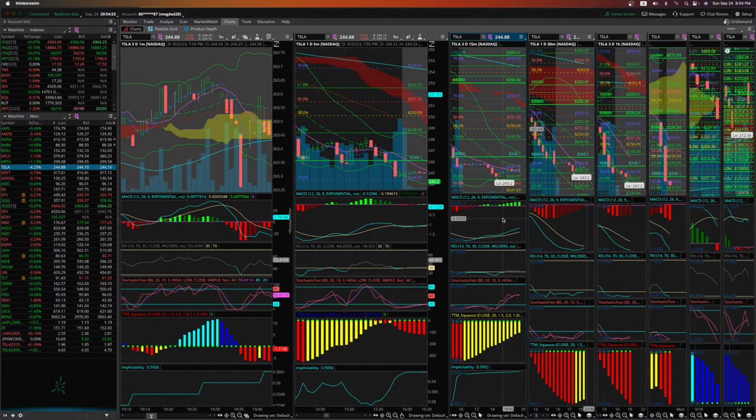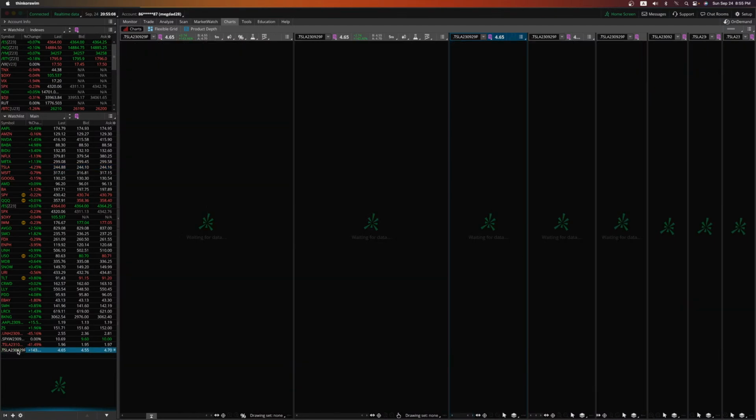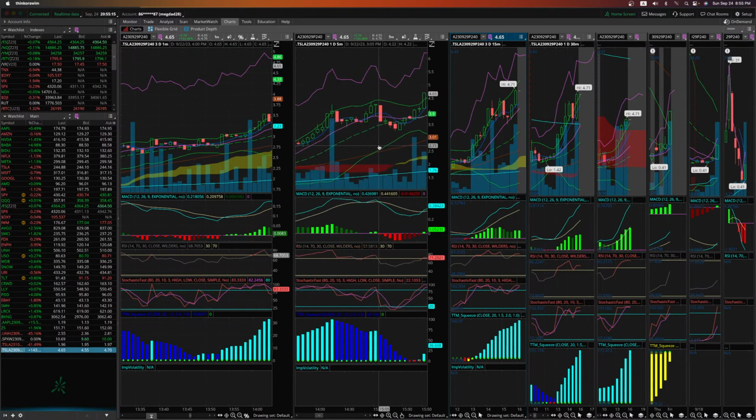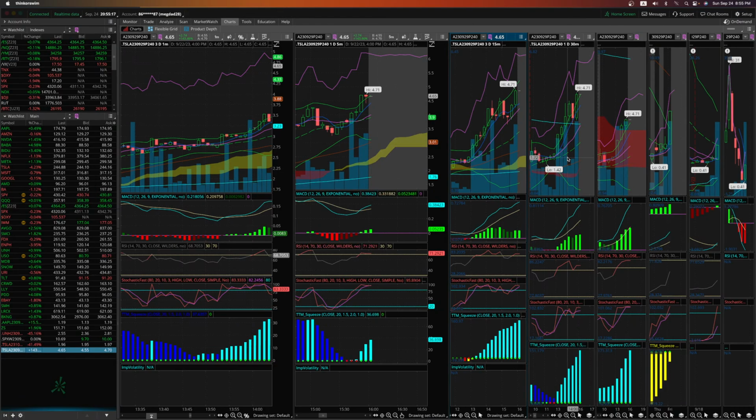So you can add the symbol of the trade that you're interested in trading, or you're thinking about trading, or you're holding, or whatever. You can add it to your watch list. Once you do that, you can click on it and use all the same indicators on that option strike. So for example, this is the 240 put on Tesla.